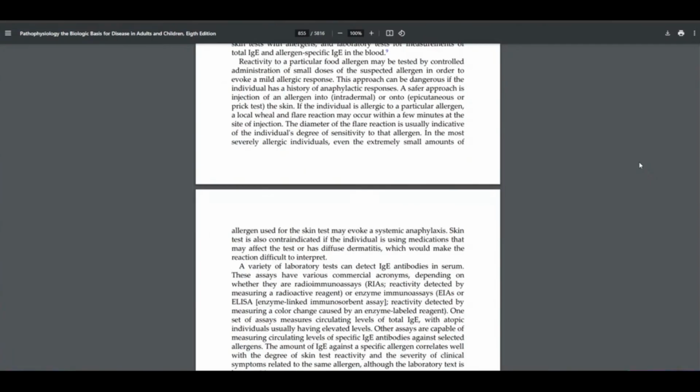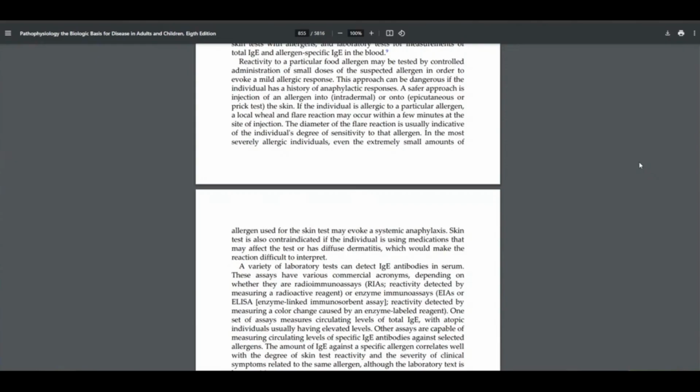Reactivity to a particular food allergen may be tested by controlled administration of small doses of the suspected allergen in order to evoke a mild allergic response. This approach can be dangerous if the individual has a history of anaphylactic responses. A safer approach is an injection of an allergen into the skin, intradermal, or onto the skin, epicutaneous or prick test. If the individual is allergic to a particular allergen, a local wheal or flare reaction may occur within a few minutes at the site of injection. The diameter of the flare reaction is usually indicative of the individual's degree of sensitivity to that allergen.